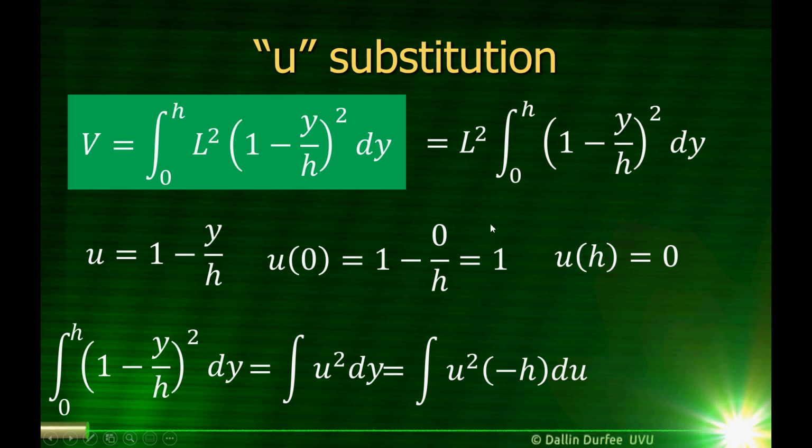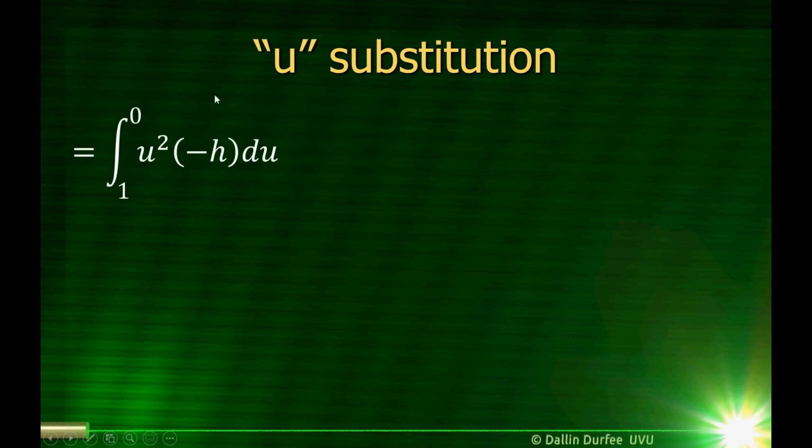So then I can plug in my limits for u based on the equivalent limits for y. So when y is equal to 0, u is equal to 1, so I put a 1 down here. When y is equal to h, u is equal to 0, so I put a 0 up here. And then I have this integral.